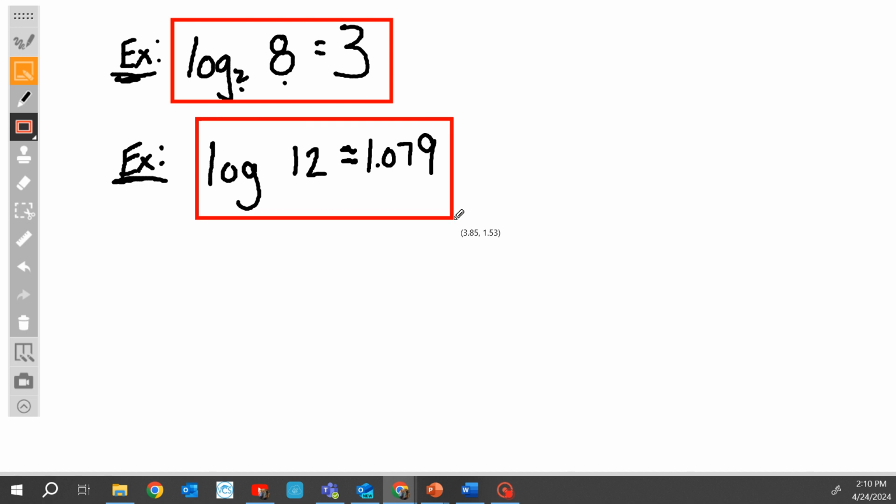Okay, so once again, we were able to evaluate this log. However, we did need technology to do this. We did need the scientific calculator to do this.